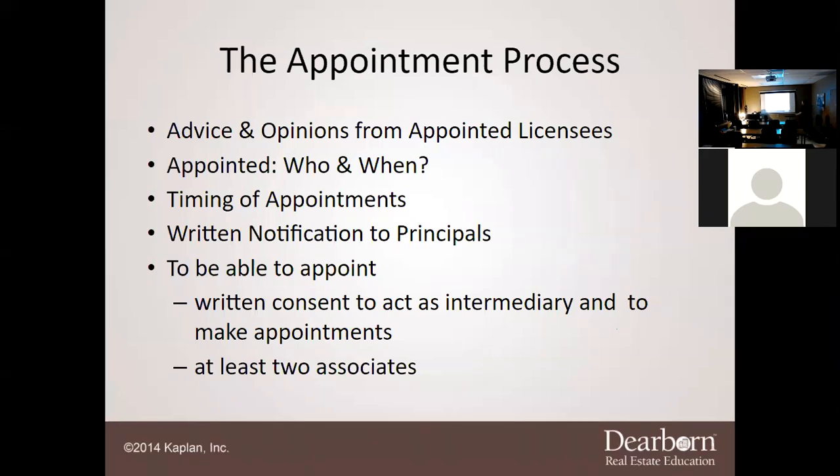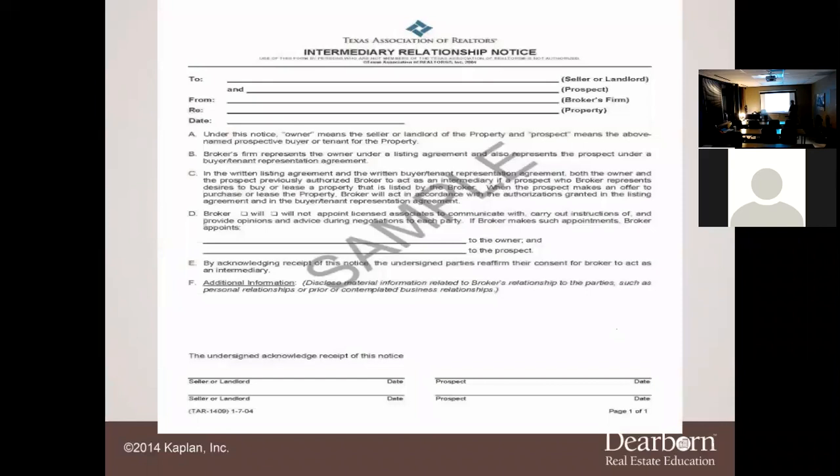Okay? One of them would have to be a customer. Now this is the intermediary form. That's what the form looks like. Okay? This form basically states who the seller and landlord is going to be, the prospect, the broker's firm, the address of the property, the date, who the broker is going to appoint, and the signing date at the bottom. Does that make sense? This is the form that you have to have everybody sign.